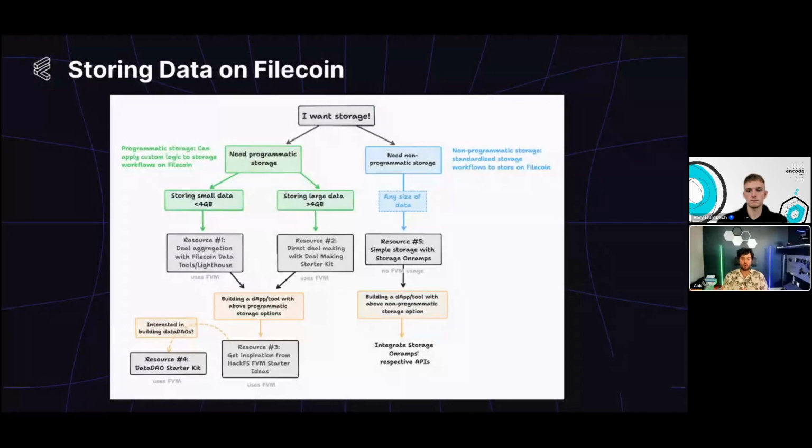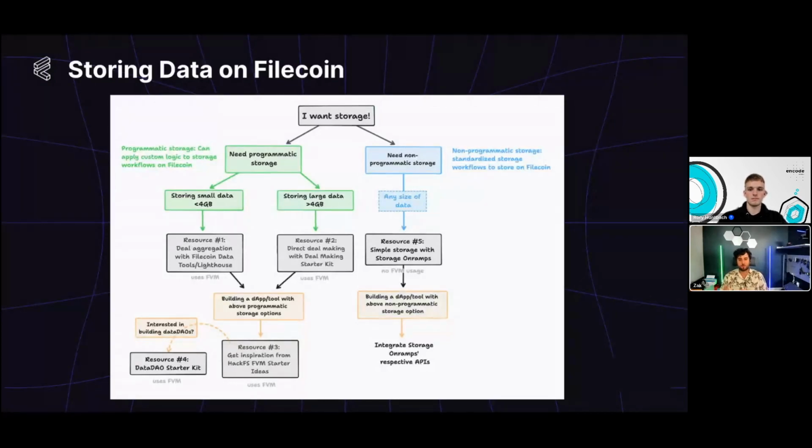The other option is to store large data sets. And maybe you want to do this programmatically, right? You can do this through direct deal making and the client contract on the FVM, right? So the client contract is a contract standard that can emit events on the Filecoin blockchain that storage providers running a program called Boost can listen to and pick up the deals for, right?